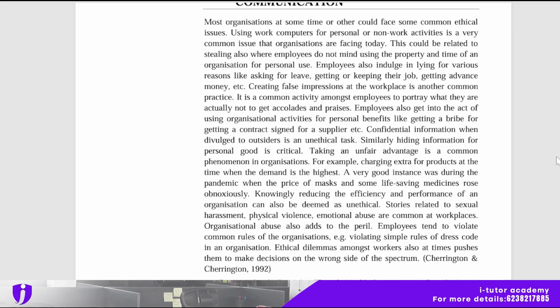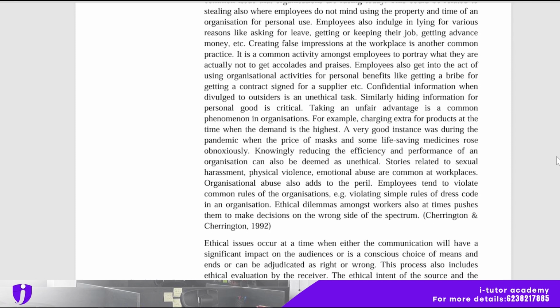Creating false impressions at the workplace is another common practice. It is a common activity among employees to portray what they actually are not, to get accolades and praises. Employees also get into the act of using organizational activities for personal benefit, like getting a bribe for getting a contract signed for the supplier, etc. Confidential information, when divulged to outsiders, is an ethical issue. Similarly, hiding information for personal good is critical. Taking an unfair advantage is a common phenomenon in organizations.